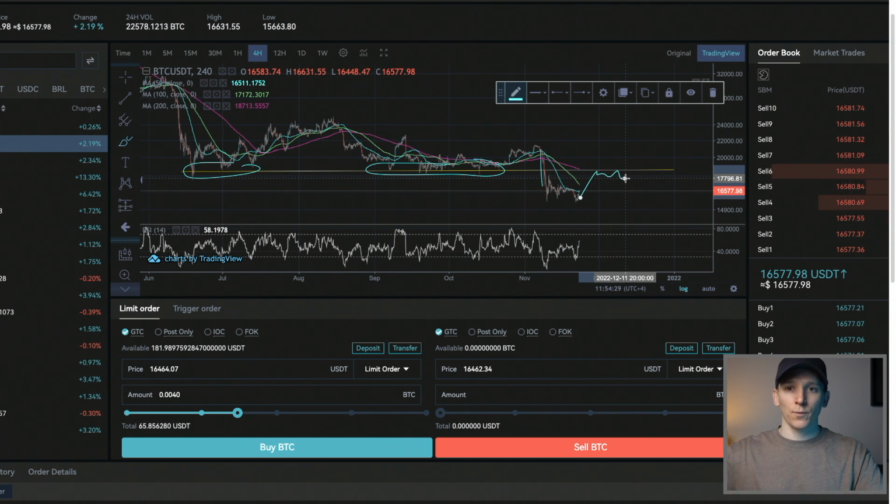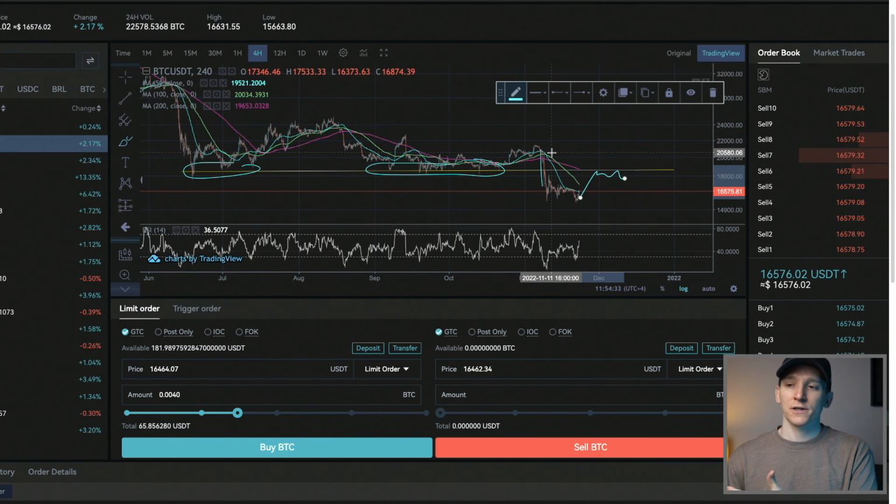You can use these support and resistance levels to trade at, to give yourself more information about what prices you think are decent. And if you're trading very short term as well, you can use these as areas where you might take profits or even take losses if the trade moves against you.